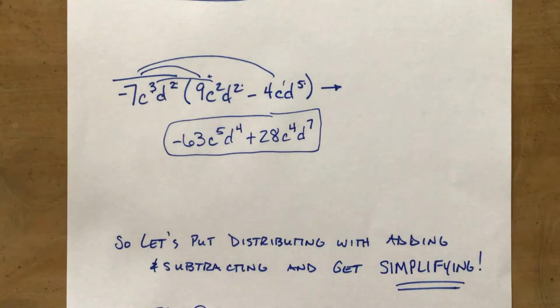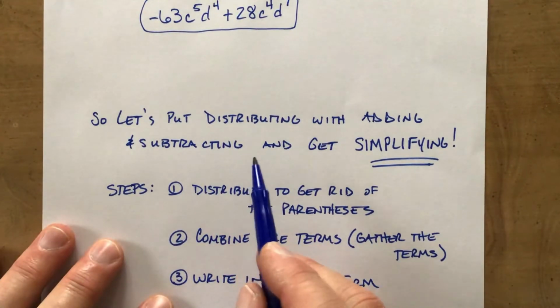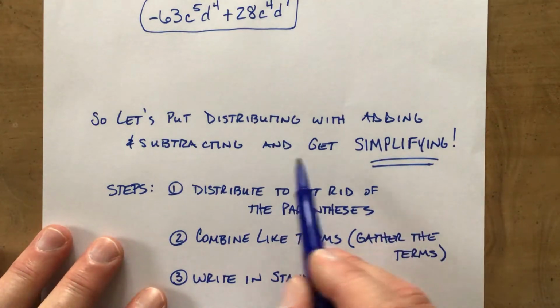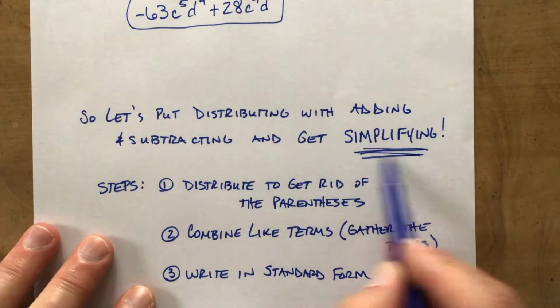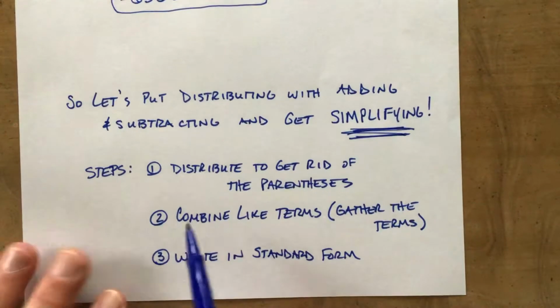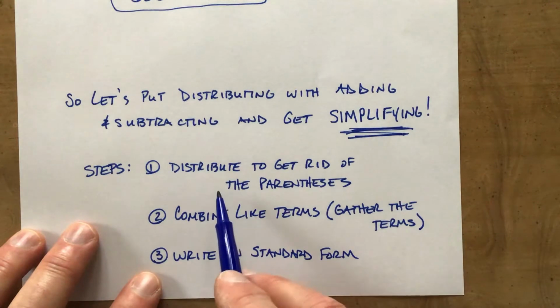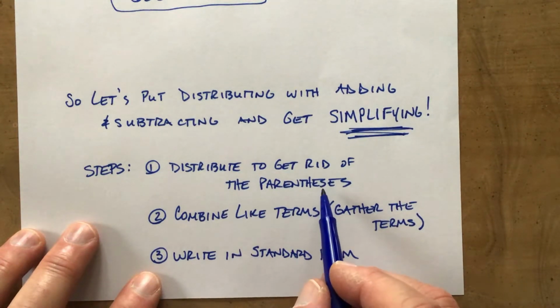All right, so let's put distributing with adding and subtracting and get simplification, or simplifying. What that means is that we have a couple of steps here. We have to get rid of the parentheses, and to get rid of the parentheses, we're going to have to distribute.